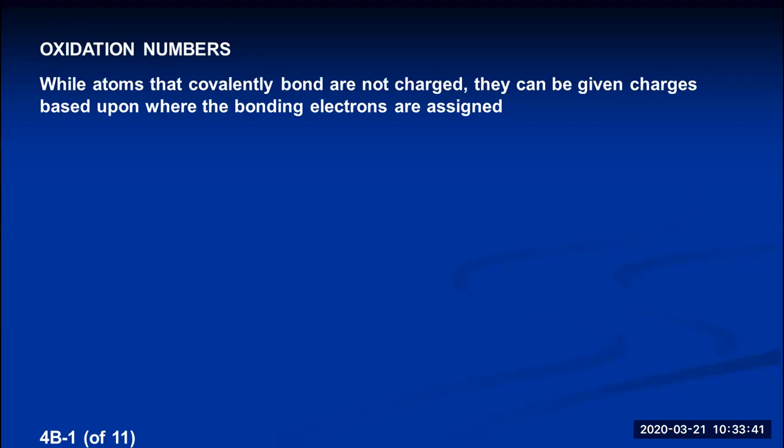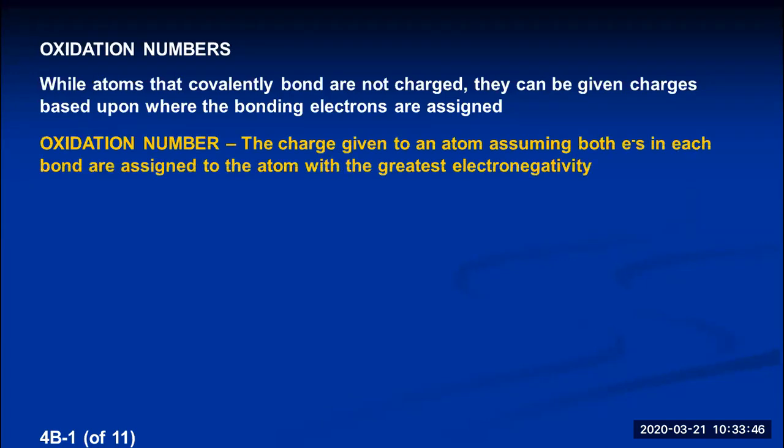The type of assigned charges we're going to give to atoms in covalently bonded molecules are called oxidation numbers. This is the charge given to an atom, assuming both electrons in each bond are assigned to the atom with the greatest electronegativity. Here's how this works.